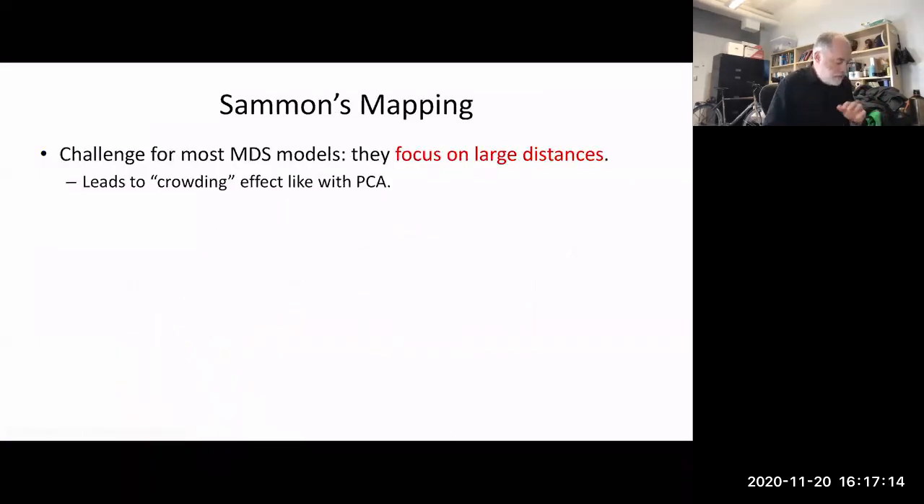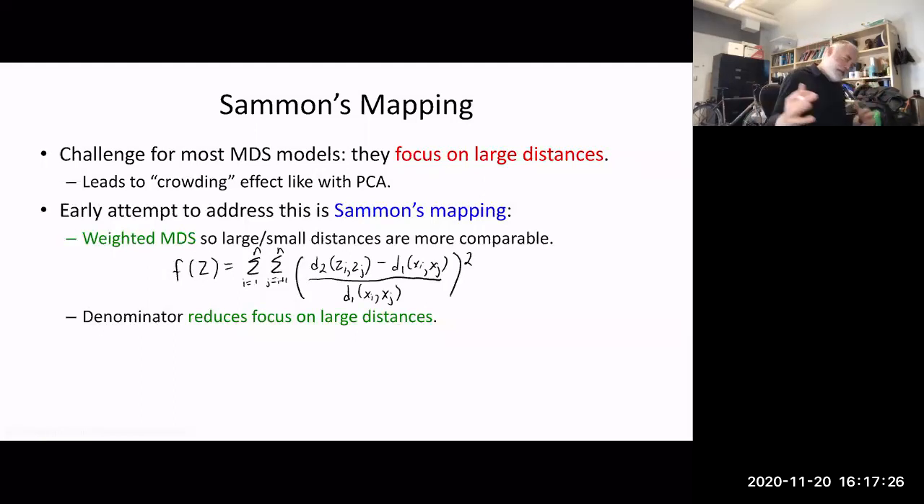We'll talk about that in just a second, but there's some more stuff you can do with MDS models. In particular, MDS models still focus on large distances, regardless of the norms you're looking at. Even though we just showed a success story, this leads to some crowding, like PCA. One early attempt to address this was called Sammon's mapping, and we bring it up because we use it to compare against modern methods. It's really simple. It's just a weighted MDS, so that large and small distances are more comparable and you don't get overwhelmed by large distances, because you just normalize by the distance between the x's.